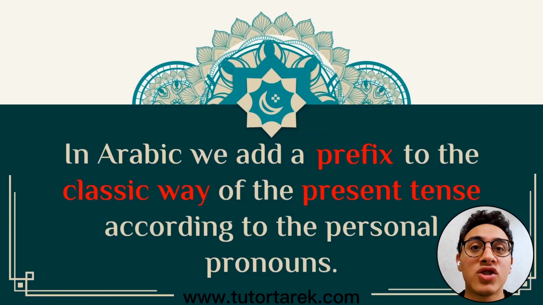Before learning the future tense, you have to know that the classic way in the present tense is the base of our topic today. You have to memorize which pronouns take which prefix, because in Arabic we add a prefix, which is a letter, to the classic way in the present tense according to the personal pronouns. Like يلعب, we only add the prefix ها to the classic way in the present tense. Like what? يلعب, هو يلعب. I will say هو هيلعب. So I just added ها. هو هيلعب. So if you memorize the present tense with the classic way, it will be very easy for you. Just add a ha at the beginning of the verb.